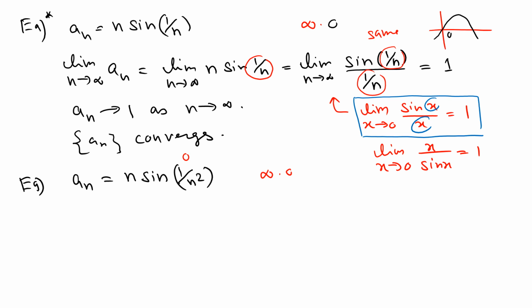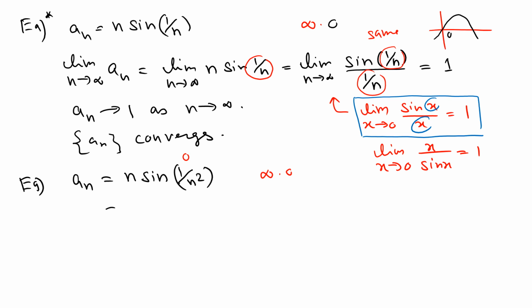Good. So the point is, we try to create 1 over n squared. So how to do that? One thing we can do is divide. So we have a_n.